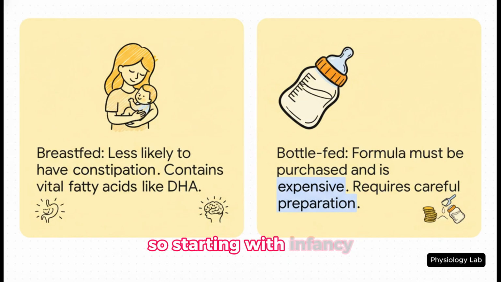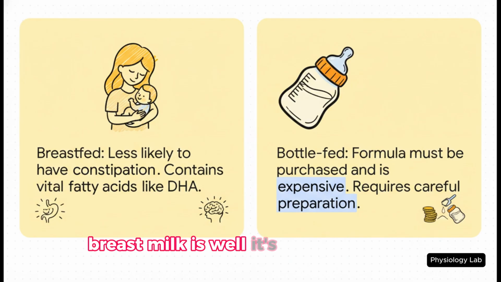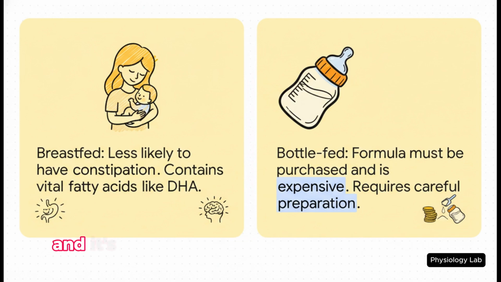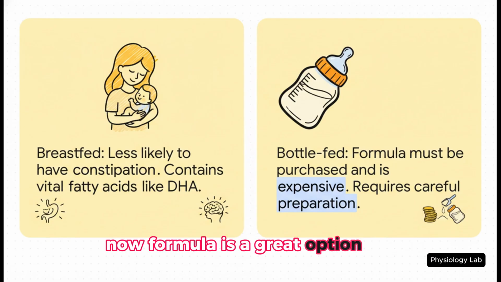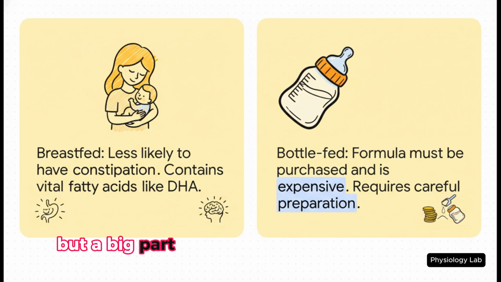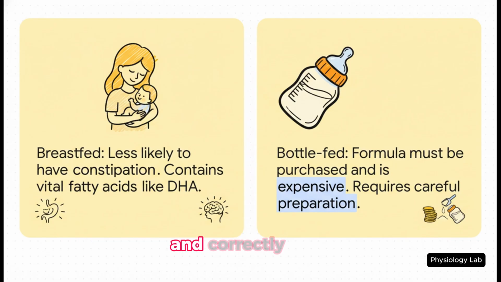So, starting with infancy, the big talk is always about feeding. Breast milk is, well, it's pretty amazing. It's packed with those vital fatty acids like DHA and ARA for brain development, and it's generally easier for the baby to digest. Now, formula is a great option too, of course, but a big part of our job is educating parents about the costs and, really importantly, how to prepare it carefully and correctly.